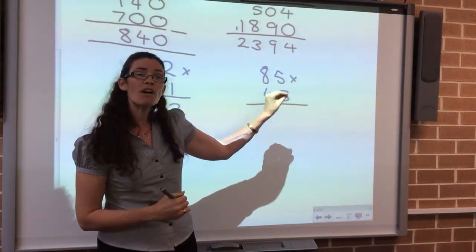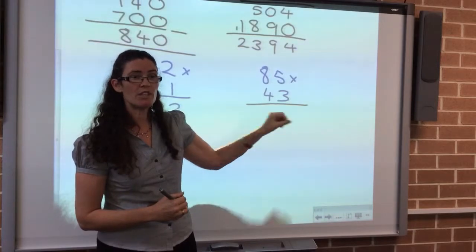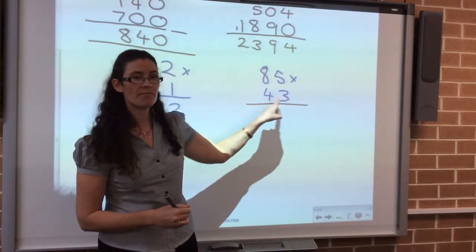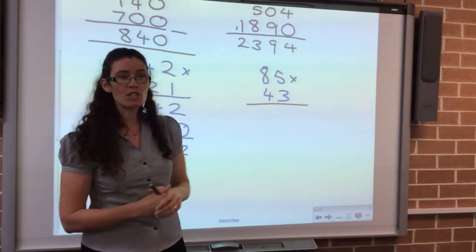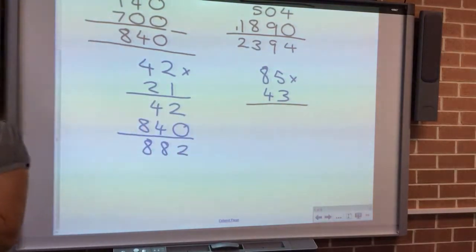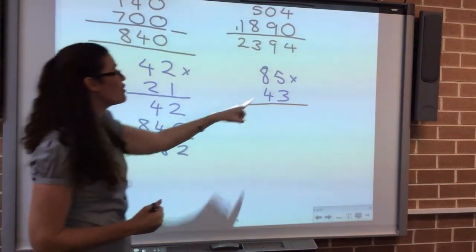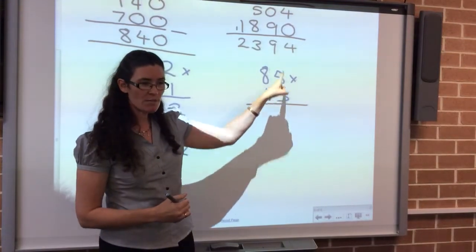We want to times by the units one first. Which one's in the unit spot? The 4 or the 3? The 3 is in the unit spot. You are going to multiply by the units one first, which in this case is the 3. Now, we know 3 times 5, don't we? What's 3 times 5?